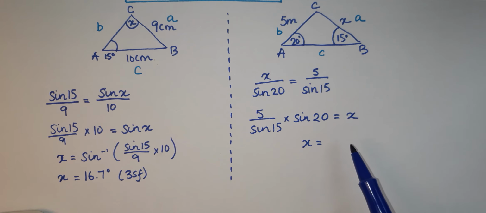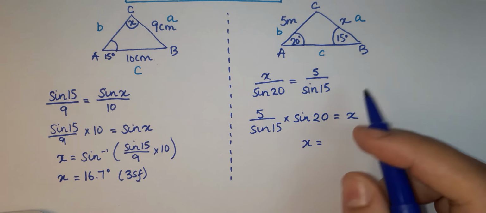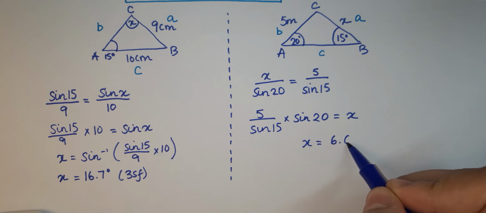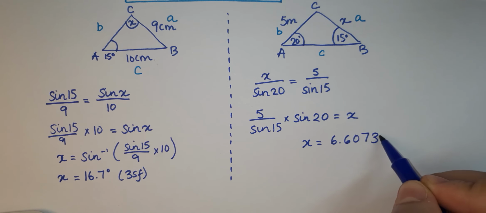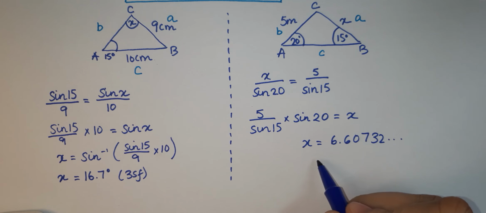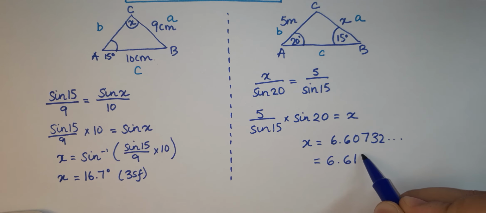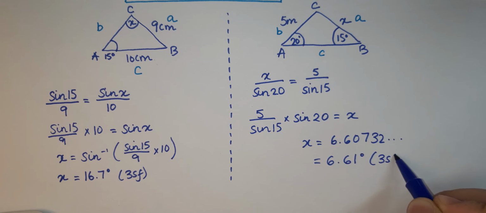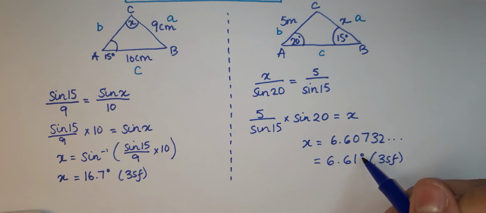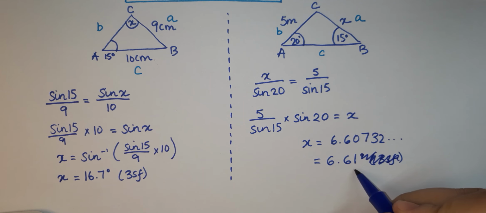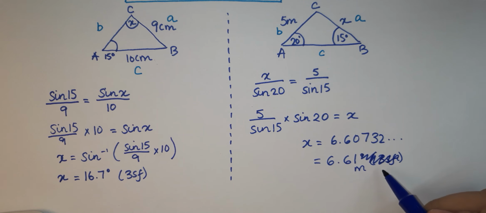Now when we do that and we put it into our calculator, and we need to give our answer to 3 significant figures, so that's the normal thing that they ask in the questions. So it's given us 6.60732, and then there's a decimal. So if we wanted to put this into 3 significant figures, it would be 6.61 degrees to 3 significant figures. Actually, no, it's not an angle, it's just a length, so it'll just be 6.61 meters to 3 significant figures. Oh, that was right.